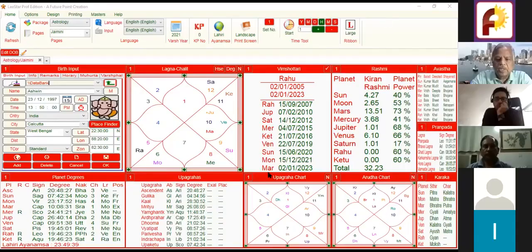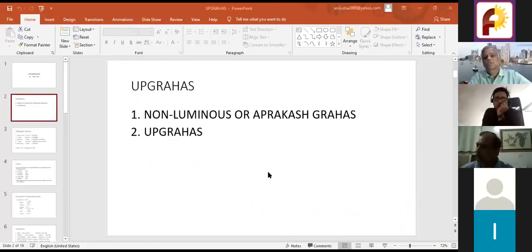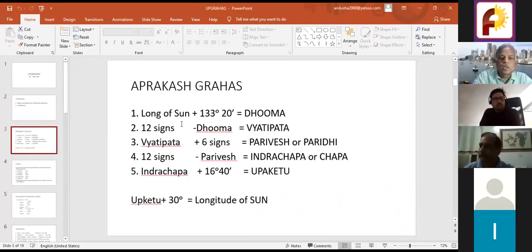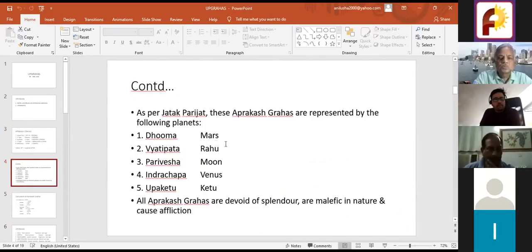And out of these 10, 5 are basically known as non-luminous or aprakash graha. They don't have any light of their own, so that's why they are known as non-luminous. And some 5 subplanets are basically the part of the main planet. We call them upgraha. So subplanets are of 2 types. One is the aprakash graha or the non-luminous planets, and second is the subplanet or the upgraha. About the non-luminous, I told you they are basically 5, and their names are these 5.